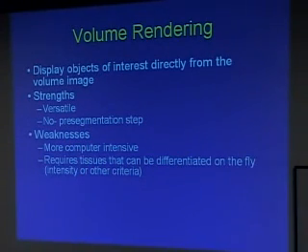Another way to display the information is volume rendering, where we're not throwing away the data from the internal aspect of the volume, but displaying it in a different fashion. This has only been available in the last few years as computer processing capabilities have become more capable, and it does require tissues that can be differentiated either by threshold or other criteria.